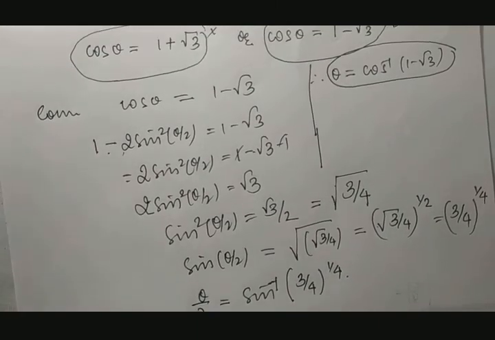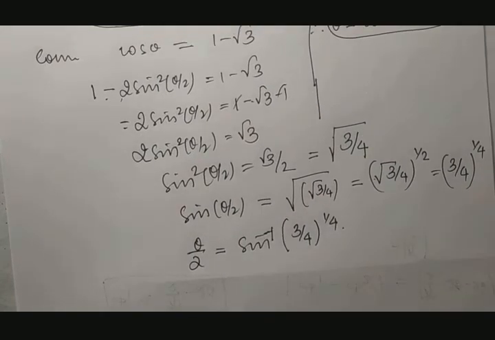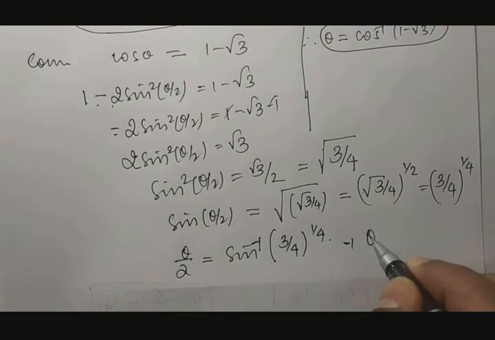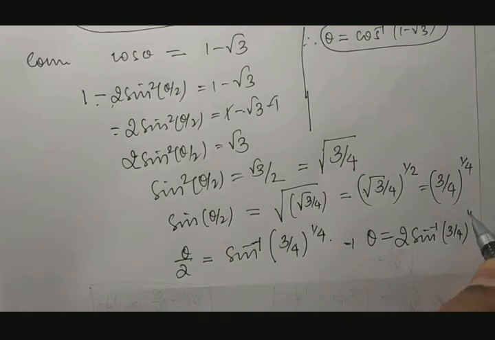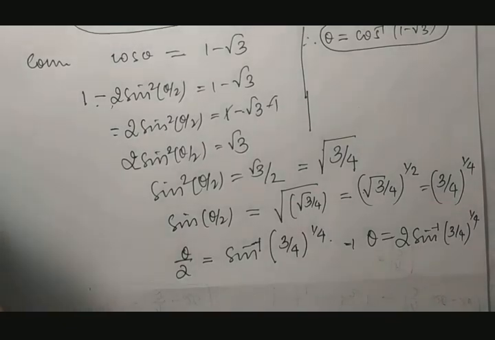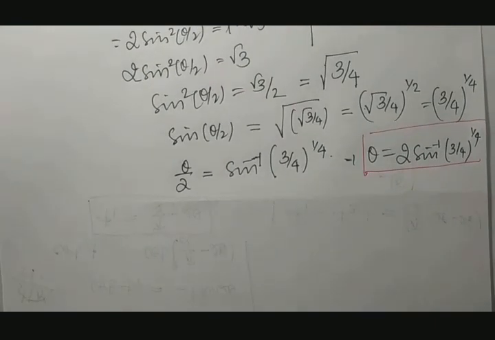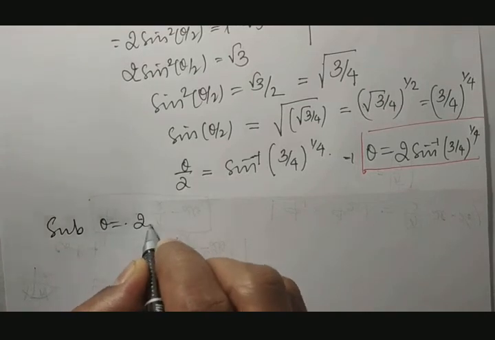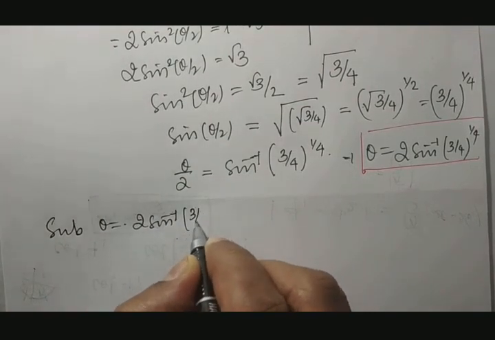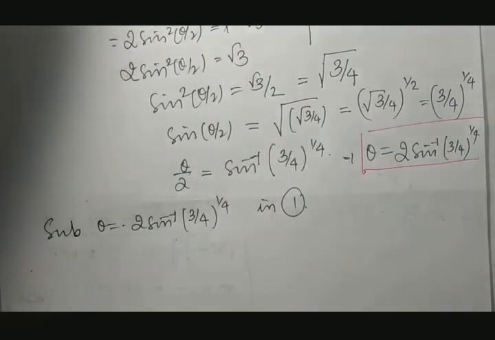Clear? So this is theta by 2. Therefore, theta is equal to 2 times sine inverse of 3 by 4 raised to 1 by 4. So this is the angle. So substituting this value, substitute theta is equal to 2 times sine inverse of 3 by 4 raised to 1 by 4 in equation number 1. What is equation number 1 now?